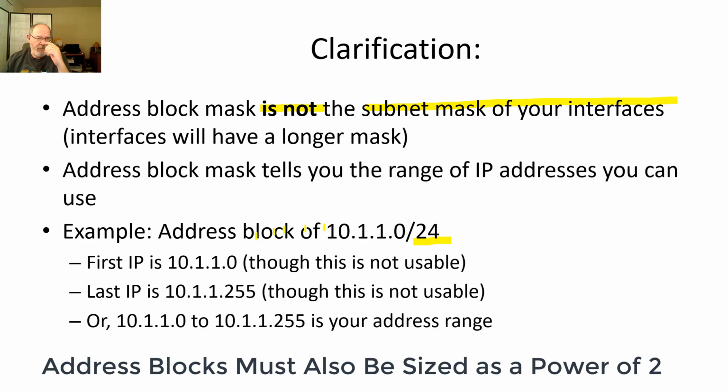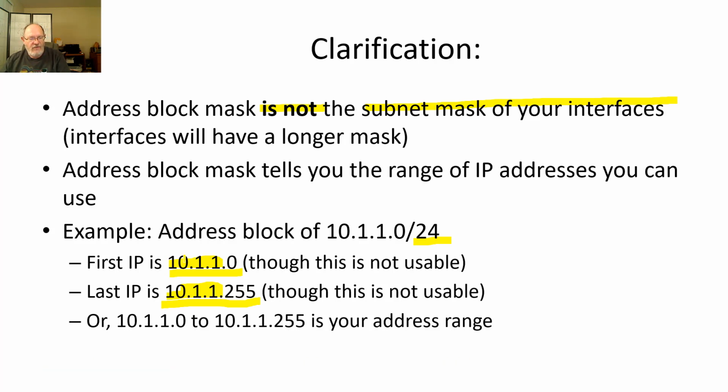Okay, but with this address block, the 10.1.1.0/24, we basically own every IP address from 10.1.1.0 to 10.1.1.255. Notice, as I said before, the first 3 octets in this example must remain unchanged. So we are not able to use 10.1.2 or 10.1.3 or anything beyond that.